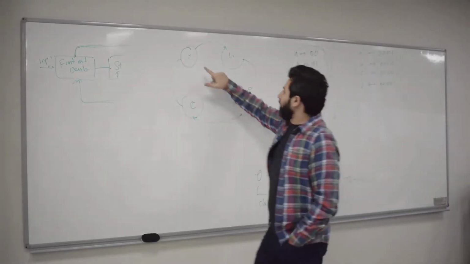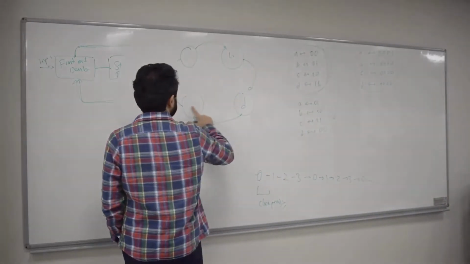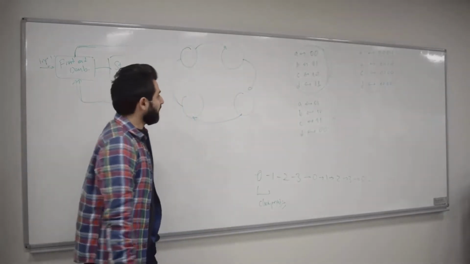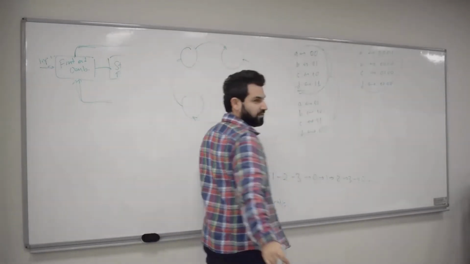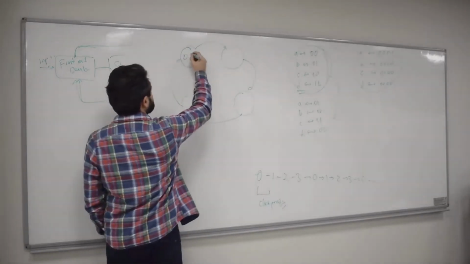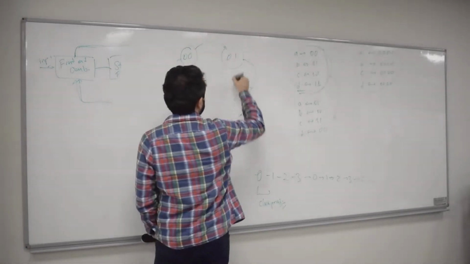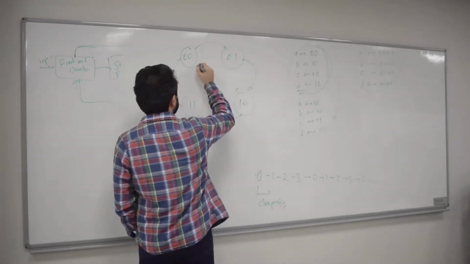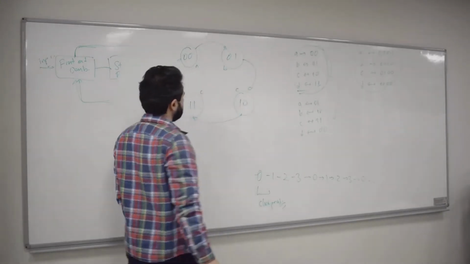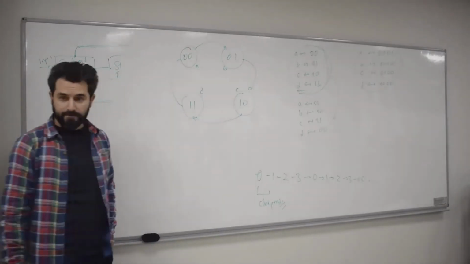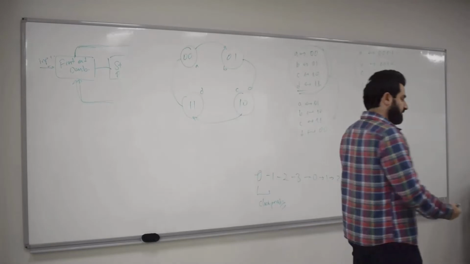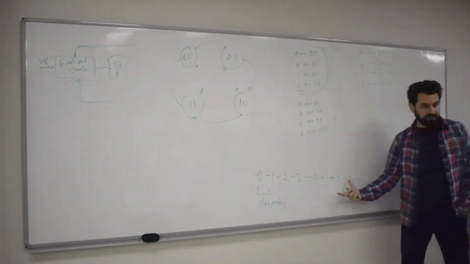But what I'm going to do is just erase those, A, B, C, D, and then use this mapping. Let's say this is my mapping. I'm going to just say 00, 01, 10, and 11. This is my state diagram, finite state representation of the counter example.